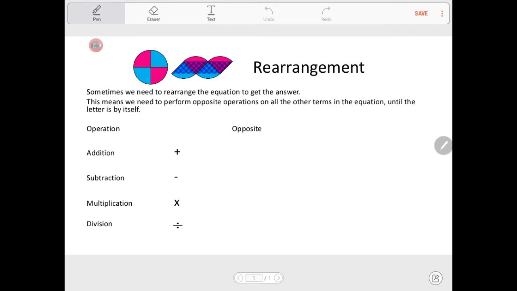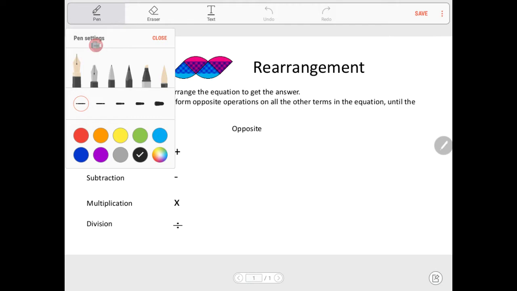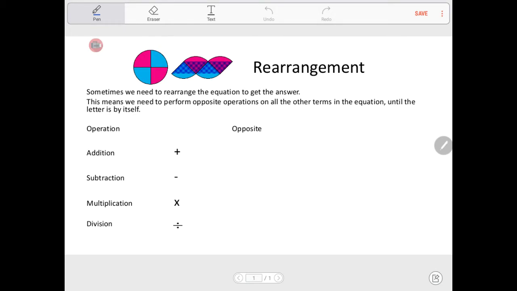Now, the main thing to remember is that this is like a game of opposites. So we need to remember the four mathematical operations: addition, subtraction, multiplication and division, or plus, minus, times, divide. And we need to understand what the opposite of each of these is. So you might have an idea about this. I'll give you a moment to think about what the opposite to each of these operations is.